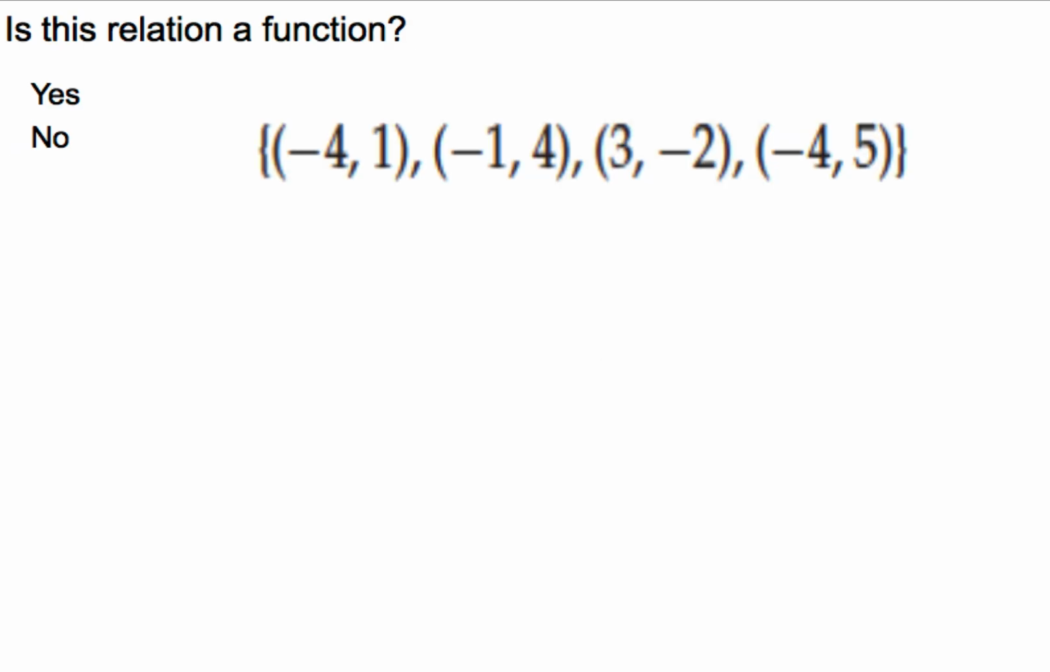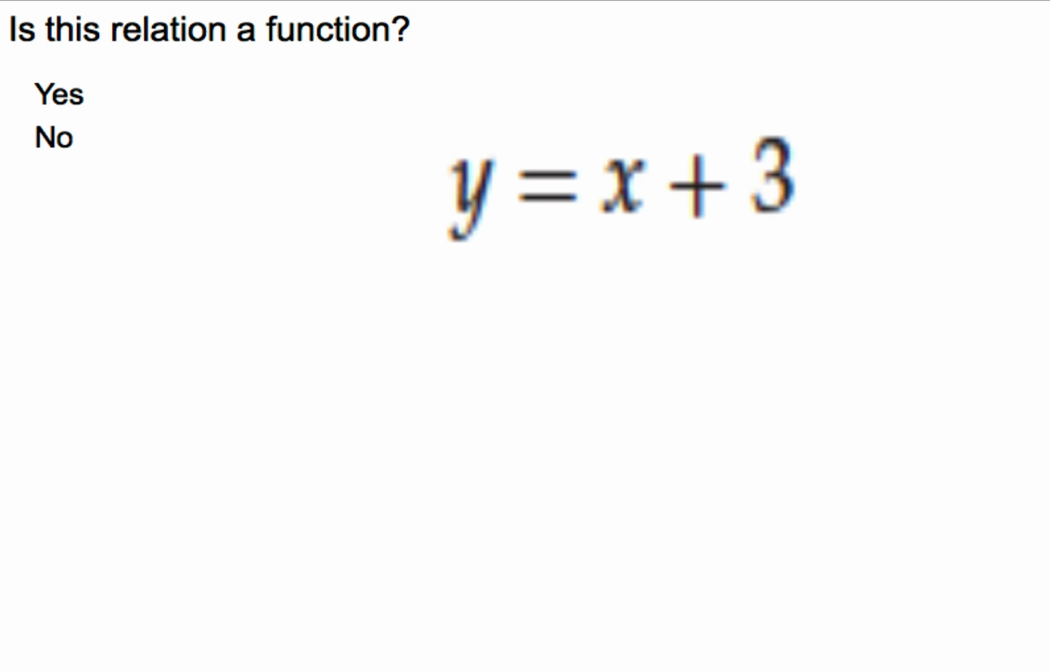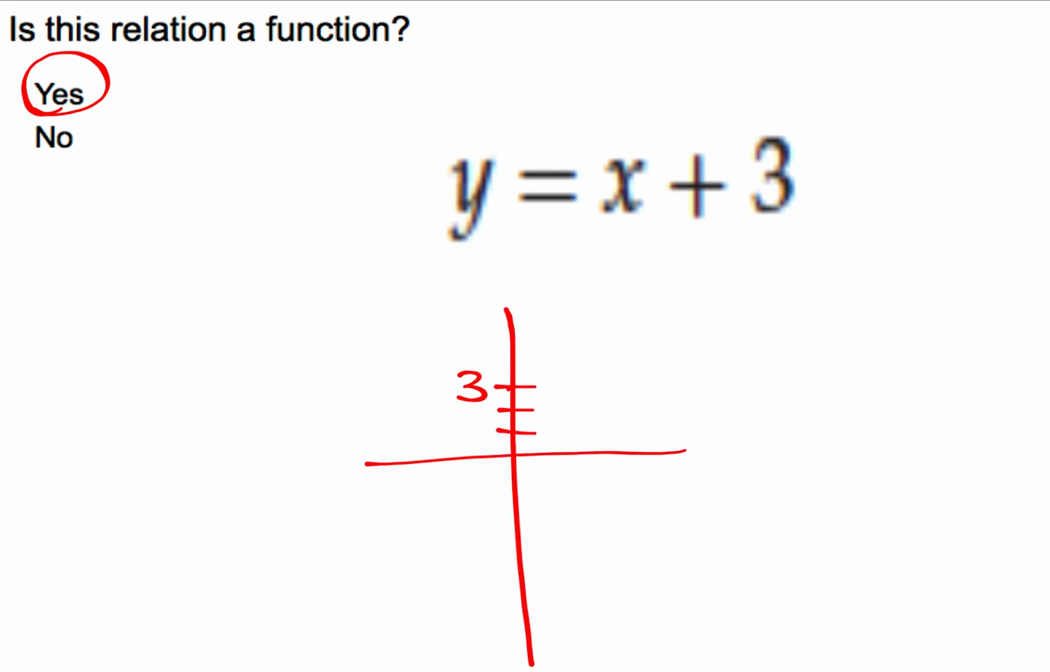Is this relation a function? -4, 1, -1, 4, 3, -2, and -4, 5. Well, this one is no, because the input of -4 has 2 different outputs it can go with. So no, this is not a function. Is this relation a function? This one, because it is written in the form y equals mx plus b, yes, it is a function. The graph of this function looks like this. It's got a y-intercept of 3. The slope is 1. It ends up being a line just like that, and it does pass the vertical line test.